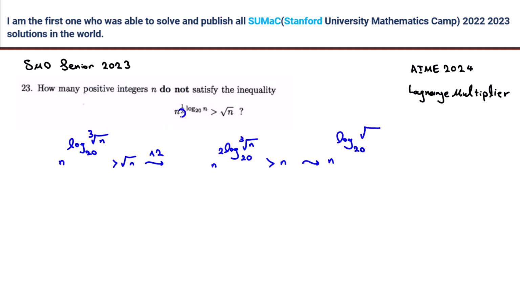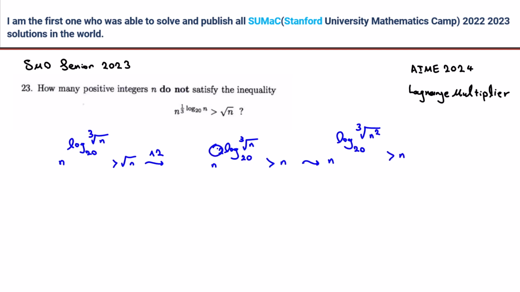No, look, it was in the fraction that you said cube root, but here it is not. 3 was in the denominator. Here 2 is in the numerator. Oh no. Okay, so it would be what? Wait, I did this part wrong. It will be n to the power of log base 20 of cube root of n squared, right?